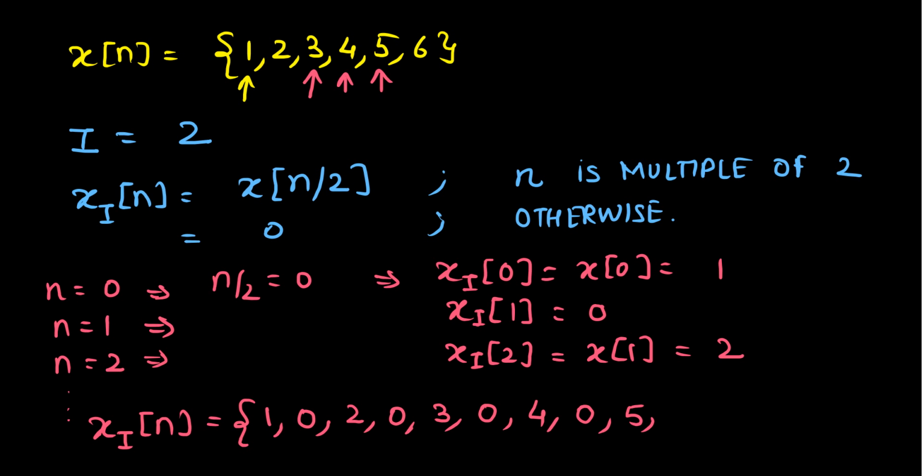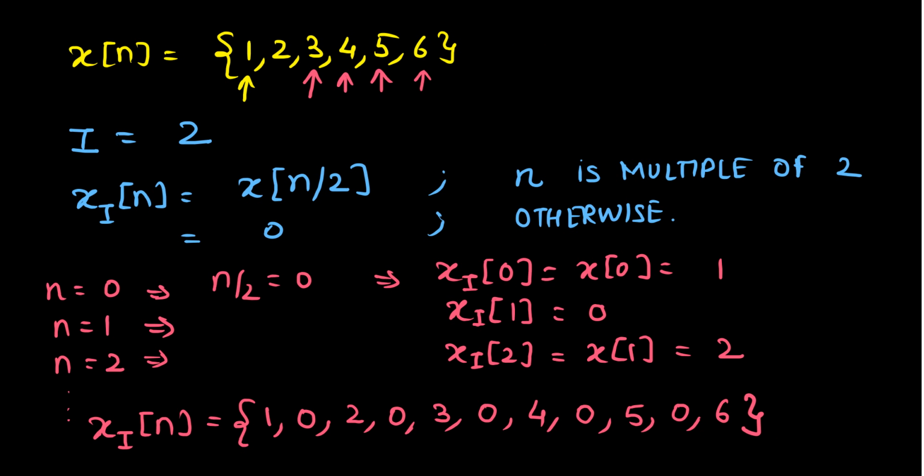If I consider n equal to 9, then it would be equal to 0 because it's not divisible by 2. And then if I consider n equal to 10, then it would be equal to x of 10 by 2, that is x of 5, which is equal to 6. And after this value, this x of n is basically equal to 0, so therefore this sequence will also be equal to 0 after this point.